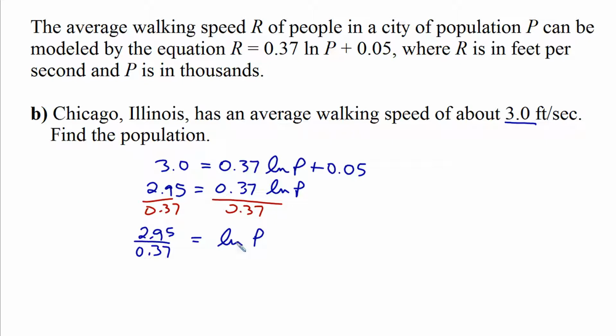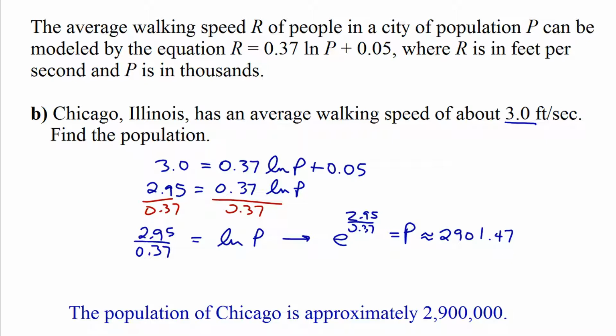So remember, the natural log is the log base e. So rewriting this gives us e to the power of 2.95/0.37 = p. Typing this in my calculator, it gives me approximately 2,901.47. Remember, this is a population, and it's already in thousands. So using only two significant digits, we'll see that the population of Chicago is approximately 2,900,000.